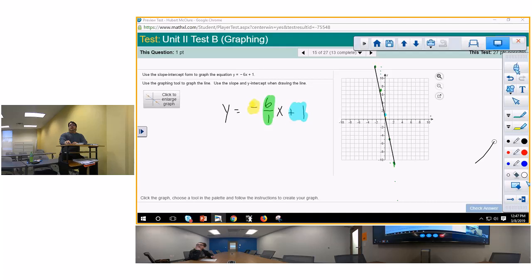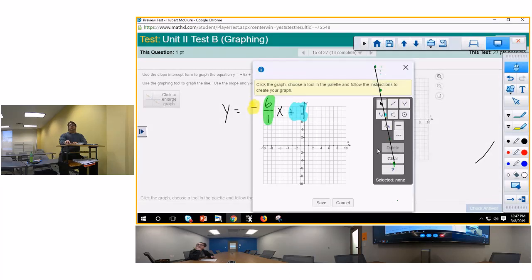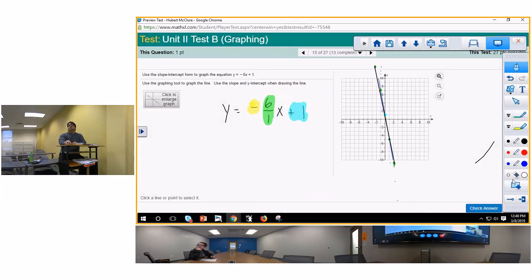So now I take my handy dandy pointer and I do 0 and 1 right there, and then I go up or down 1, 2, 3, 4, 5, 6, and over. Why do I go to the right? To make it look like the yellow line. And that's it. Next.